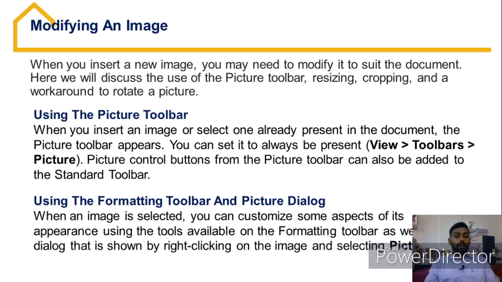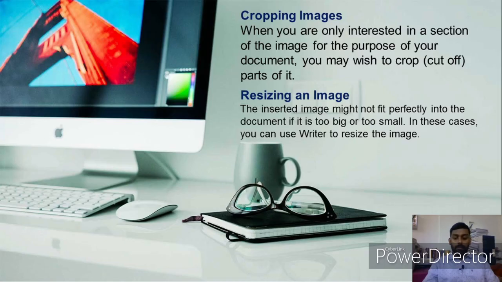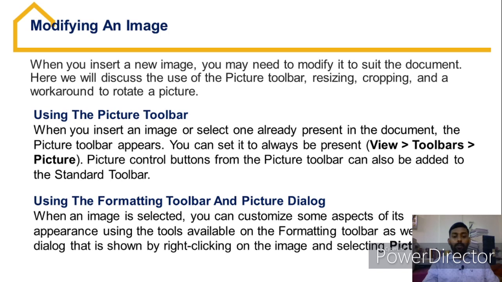Then, using the picture toolbar. When you insert an image, that's the first option, or select one already present in the document, the picture toolbar appears. Then you can set it to always be present, picture control. Then, using the formatting toolbar and picture dialog: when an image is selected, you can customize some aspects of its appearance using the tools available on the formatting toolbar as well as in the dialog that is shown by right clicking on the image.